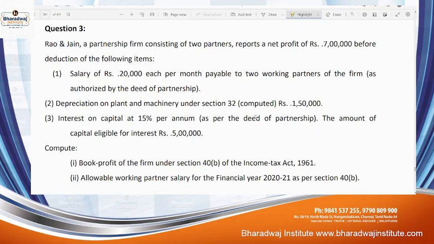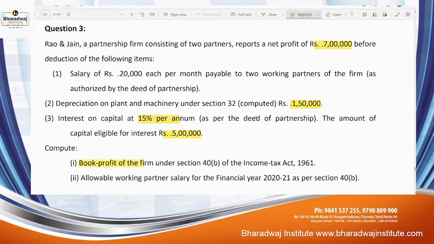Many students overlook a mistake in this problem. What is the net profit given? 7 lakhs. Then what is the salary given? 20,000 into how many working partners? 2 working partners into 12. So what will you do? Net profit, you will add back. Wait, this is what you will think. Then depreciation 1,50,000 is given. Interest on capital, how much is given? 15% is given. The amount of capital eligible for interest is 5 lakhs.